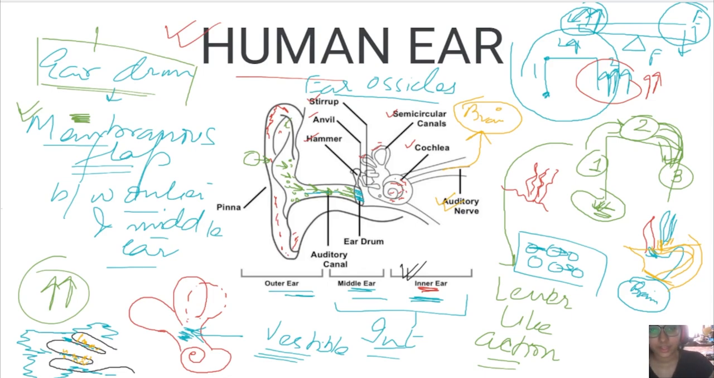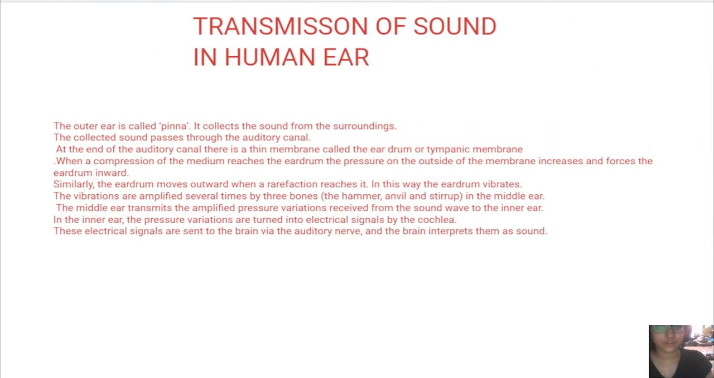Okay, so this in a much more structural way, you can copy it down if you want, is written here. So the outer ear is called the pinna. We talked about it. The collected sound passes through the auditory canal. At the end of the auditory canal, there is a thin membrane called the eardrum or the tympanic membrane. So now what happens when a compression of the medium reaches the eardrum, the pressure on the outside of the membrane increases and forces the eardrum inward.